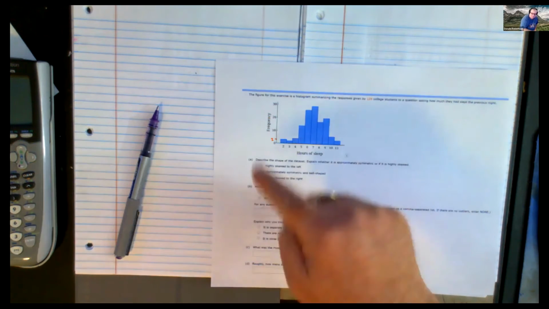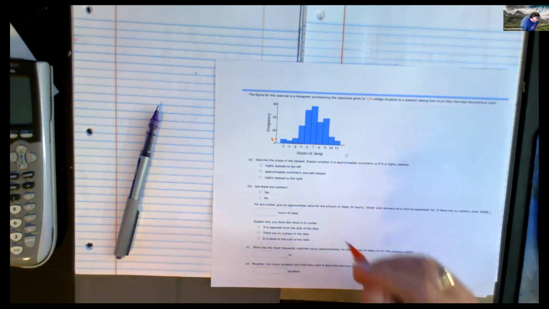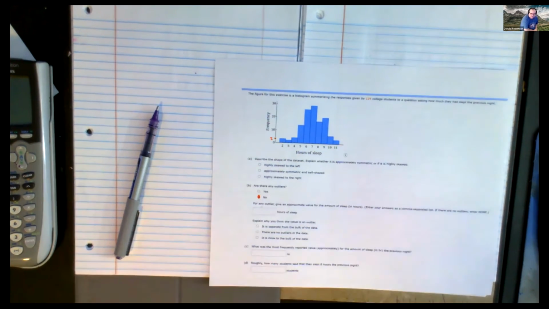So here is our basic histogram. It does tell us quite a lot of information. I'm going to ask some of my questions slightly out of order. Does this data look like it has an outlier? No. So that would be the answer that goes there, right?